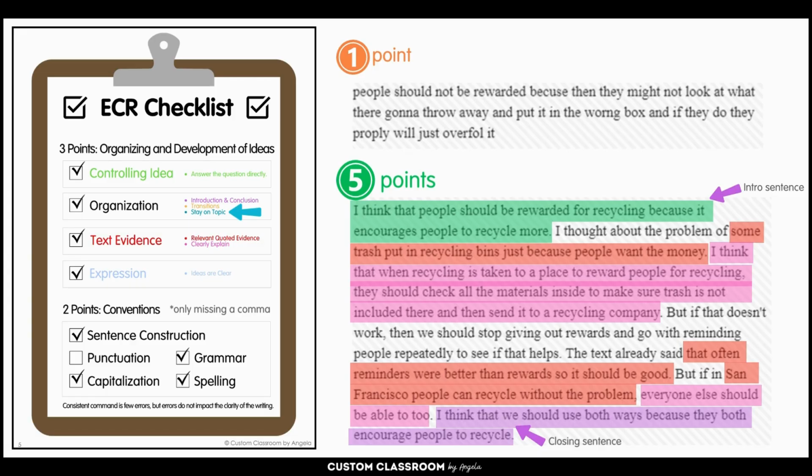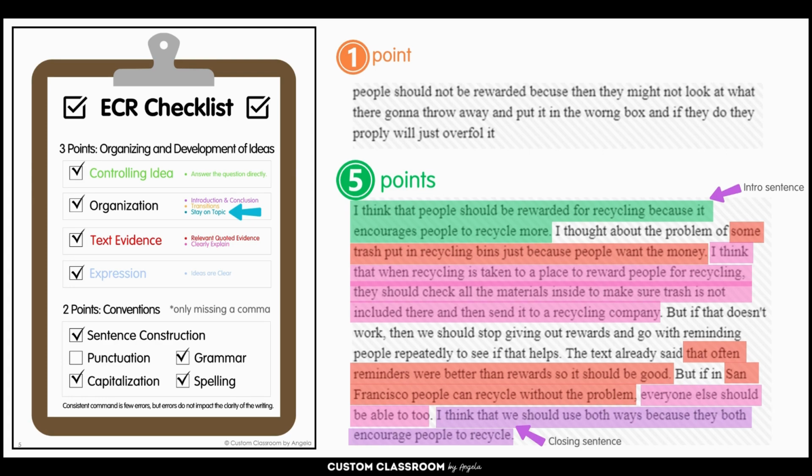So here the student gets their first point on controlling idea, where they have answered the question directly, that they think people should be rewarded. Then they get the point following up on organization because they do include a very short introduction sentence and closing sentence. There aren't really any transitions, but they do strongly stay on topic. There is text evidence that they quote, as well as follow up by explaining it. And their expression of ideas throughout is pretty clear. So they receive those 3 points for that part.